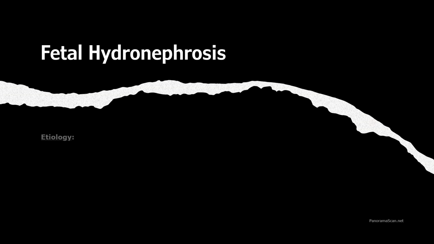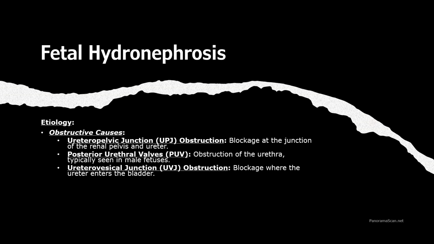Fetal hydronephrosis can be caused by a variety of conditions, which are classified into obstructive and non-obstructive causes. Obstructive causes, our first one is ureteropelvic junction obstruction. This occurs when there is a blockage at the junction of the renal pelvis and the ureter, preventing normal urine flow from the kidneys.